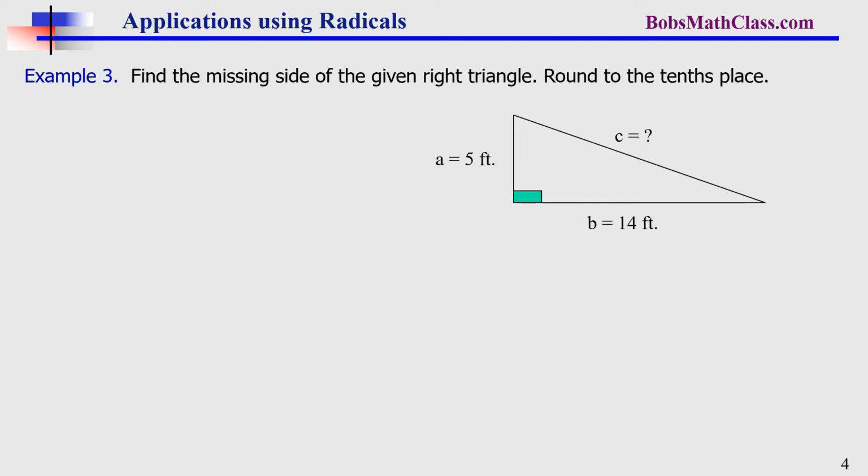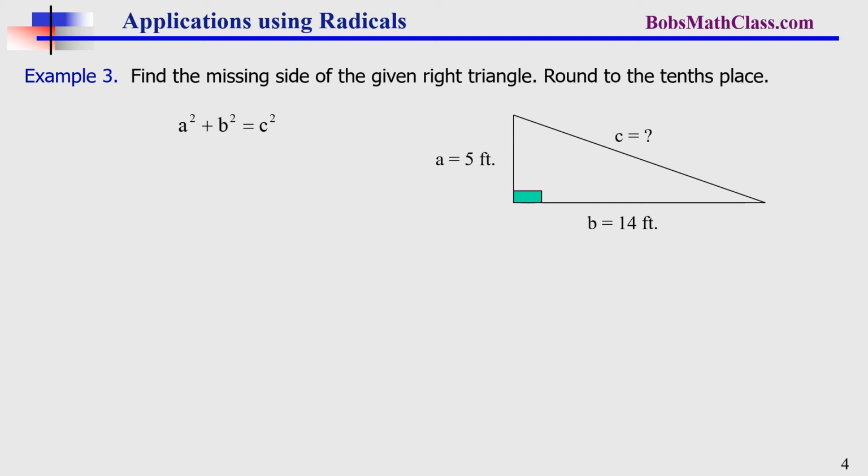Okay, so in this problem, the tenths place. Our legs, 5 feet and 14 feet. And we don't know what C is, right? C is called the hypotenuse. All right, let's write down the formula that we're going to use. What is the formula that we're going to use? Right, a squared plus b squared equals c squared.